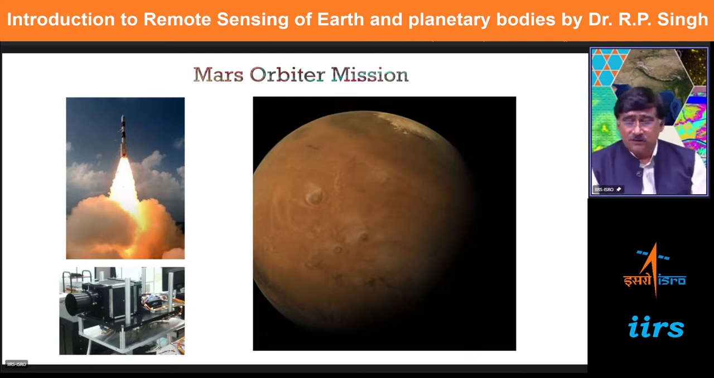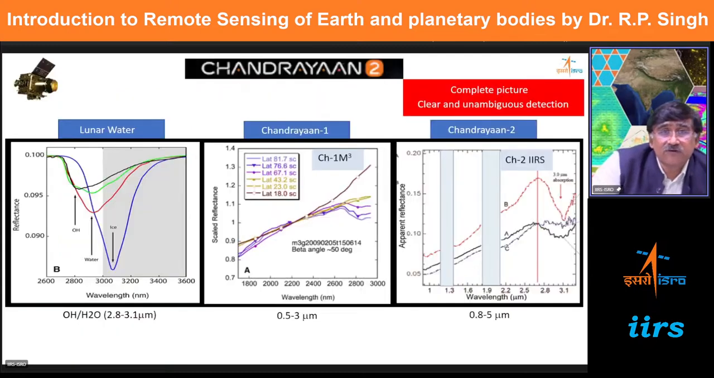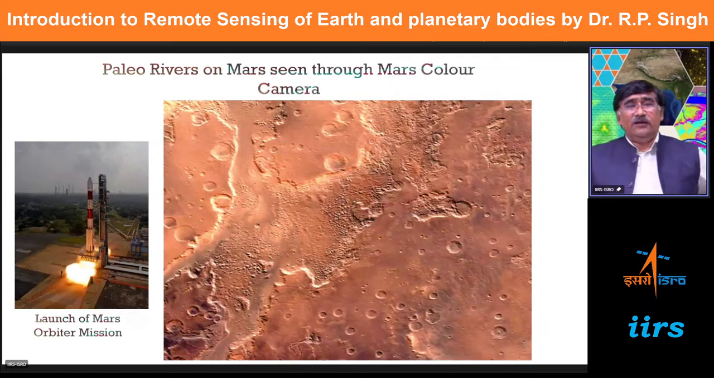So it has 5 instrumentation. It was a beautiful mission which gave a lot of information to us. I'm showing you only a small picture, one picture of Mars taken from the Mars Color Camera, and you see the signs of paleo channels and how water would have flown once upon a time. It was wet, and that proved that particular theory.